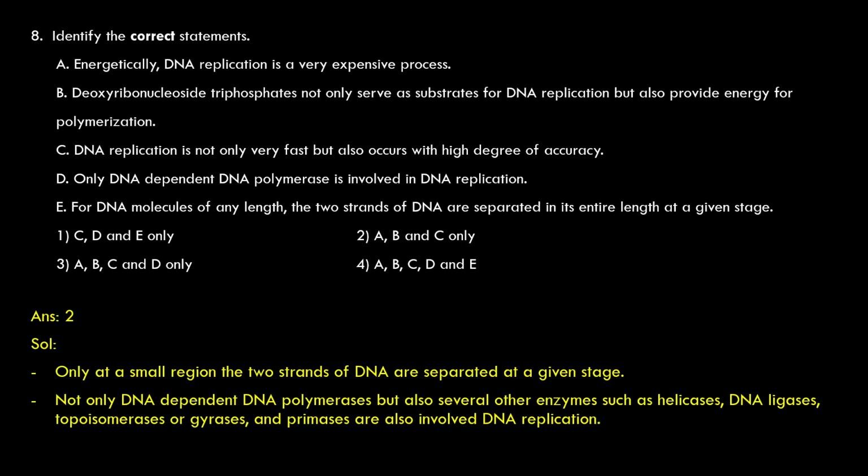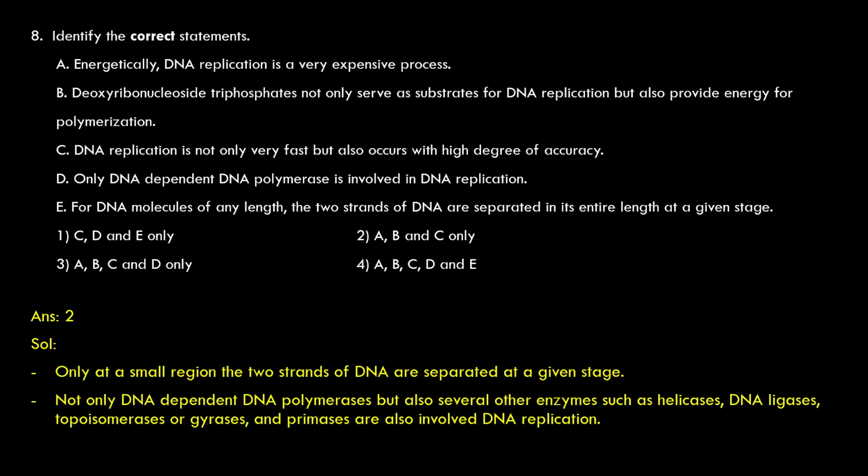Deoxyribonucleoside triphosphates not only serve as substrates, because the nucleoside monophosphate part is incorporated into the DNA and the pyrophosphates are released during the breakage of the bond, releasing energy. That energy helps in the formation of new bonds, that is phosphodiester bonds. Right? So B is also correct. DNA replication is not only very fast but also occurs with a high degree of accuracy. Absolutely true, because there is also proofreading, and proofreading enzymes are there. If any wrong nitrogen base or nucleotide is inserted, that is removed and replaced with the right nucleotide during replication. This is also correct.